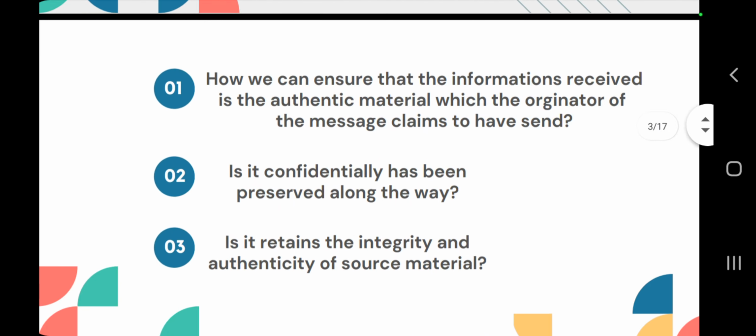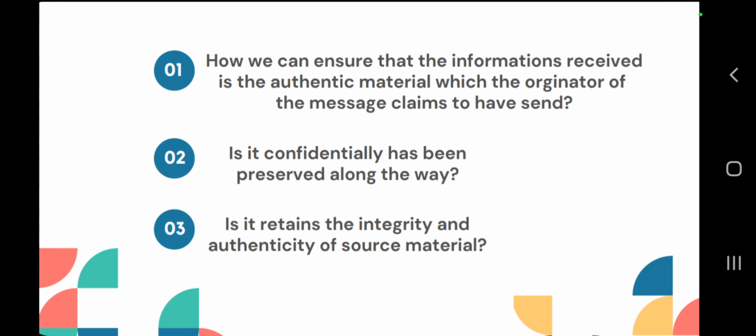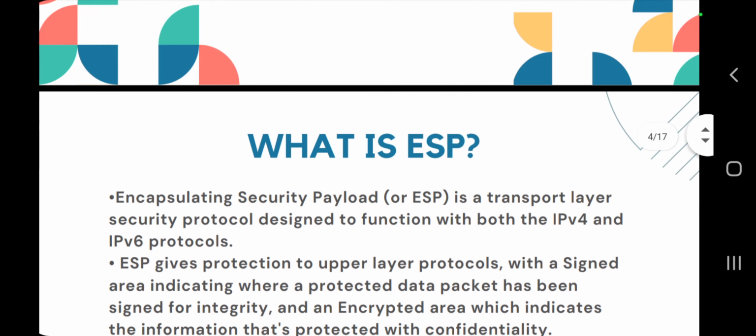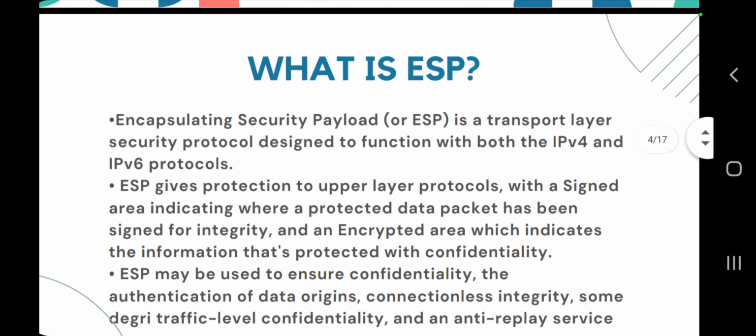But how can we ensure that the information received is the authentic material which the originator of the message claims to have sent? And has its confidentiality been preserved along the way, and does it retain the integrity and authenticity of the source material? The answer to all these questions is ESP. Now we are going to discuss what ESP is.